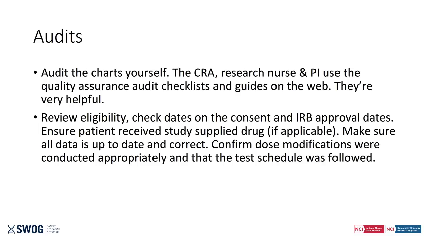By all means, audit every chart yourself and create an internal audit team to include the CRAs, research nurse, and PI. Once again, use the audit checklist and review patient eligibility. Check the dates on your consent form against the Research Subjects Review Board approval dates. Make sure patients received supplied study drug if applicable. Ensure dose modifications were done correctly and that the test schedule was followed. Make sure all data is up to date and correct.